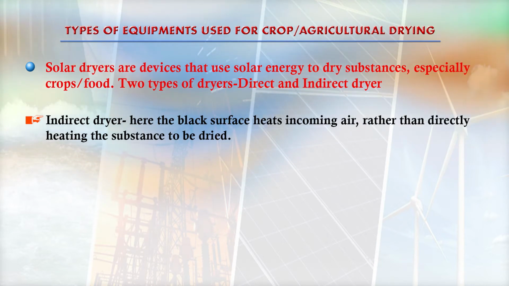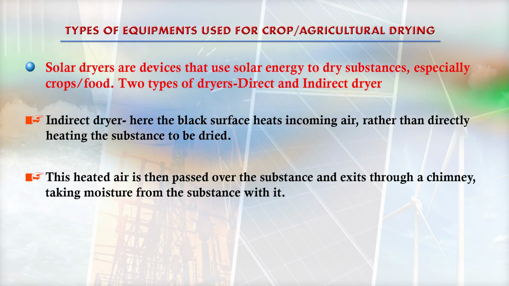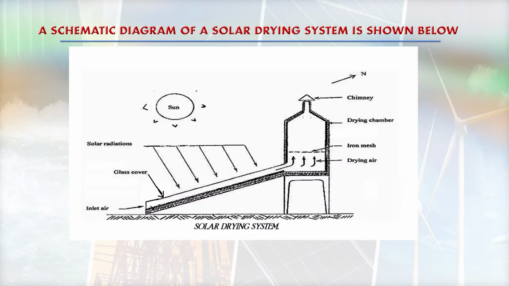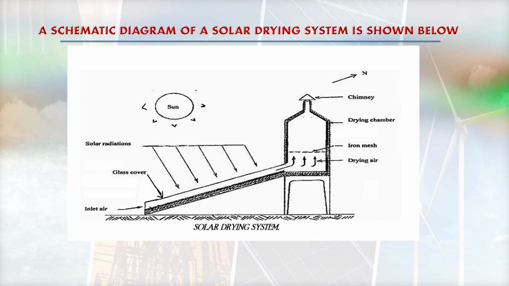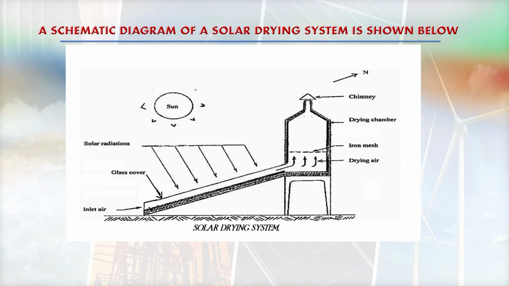In case of the indirect dryer, the black surface heats the incoming air rather than directly hitting the substance to be dried. This heated air is then passed over the substance and exits through the chimney, taking the moisture from the substance with it. I am showing the schematic diagram of a solar drying system. How does a solar drying system look like?